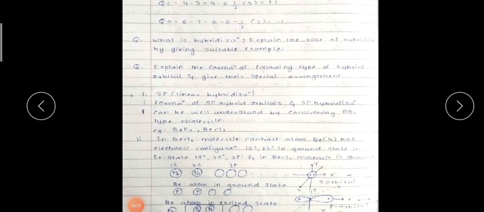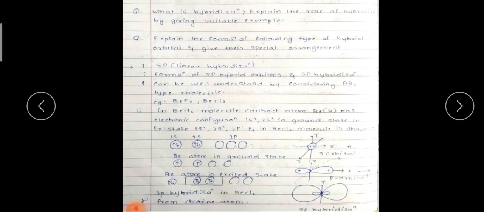Then what is hybridization? Explain the role of hybridization by giving a suitable example. Explain the formation of the following types of hybrid orbital and give their spatial arrangement. sp is a linear hybridization. The formation of the sp hybrid orbital can be well understood by considering an AB2 type molecule, for example BF2 and BCl2.